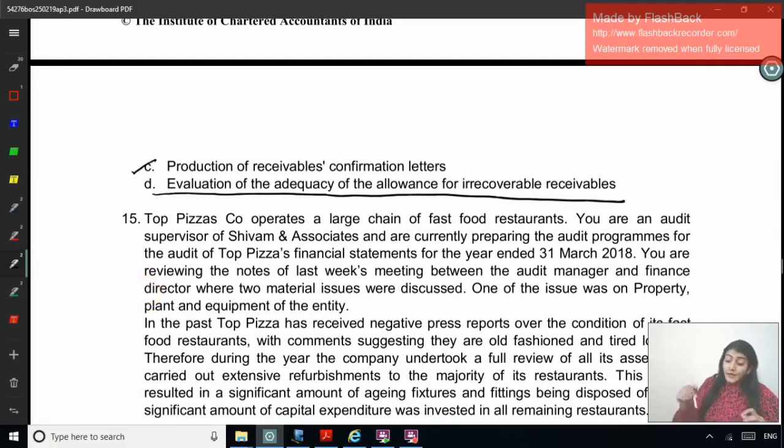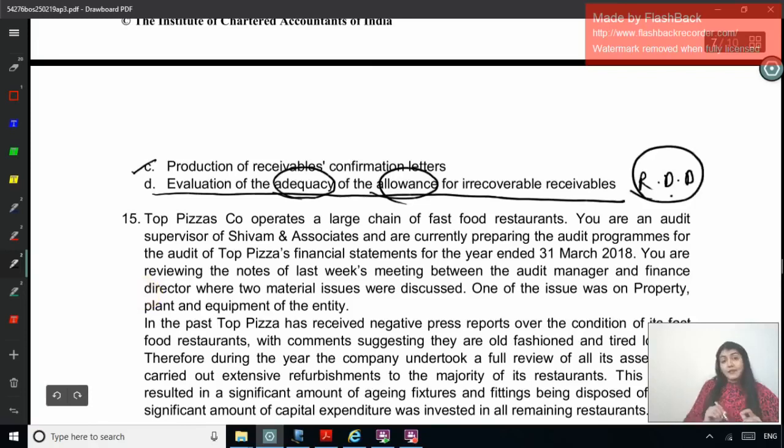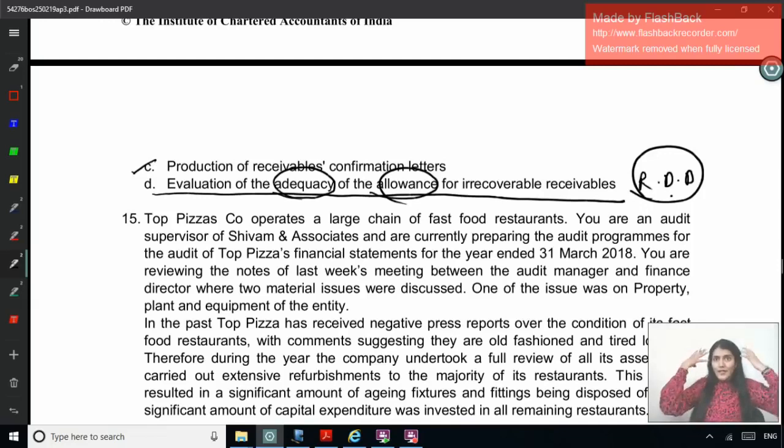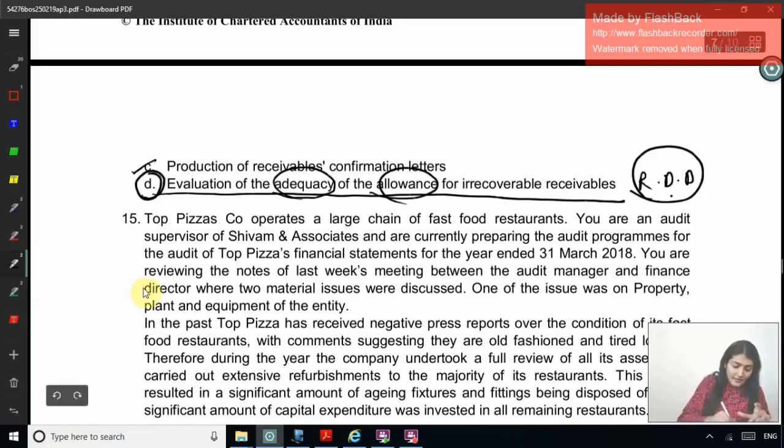Evaluation of the adequacy of the allowance for irrecoverable receivables. Adequacy of the allowance means we are talking about the RDD, the provision for bad and doubtful debts. Evaluation of the adequacy of the allowance for the irrecoverable balances. So whether the provision is adequate or not, can that be checked by computers? No, for that auditor judgment is required to be applied. So the correct answer for this one is going to be D.